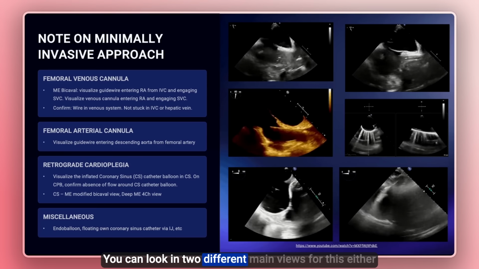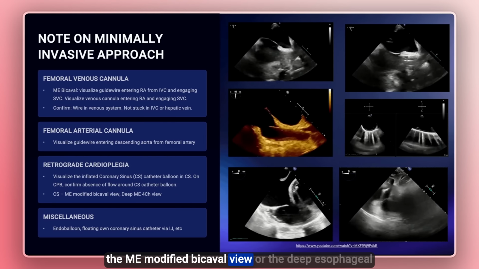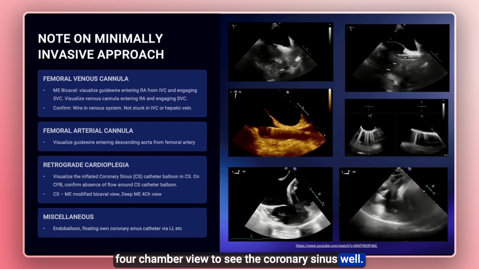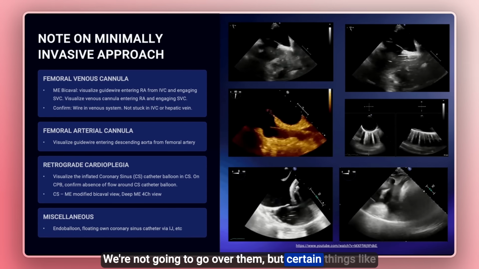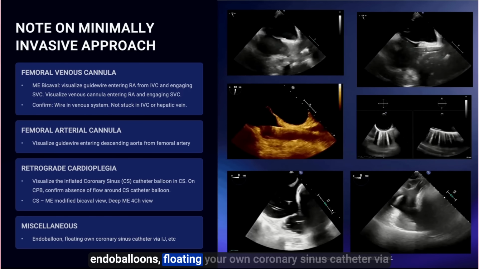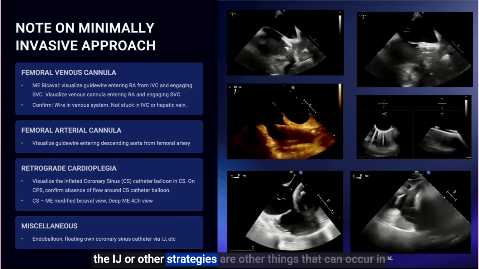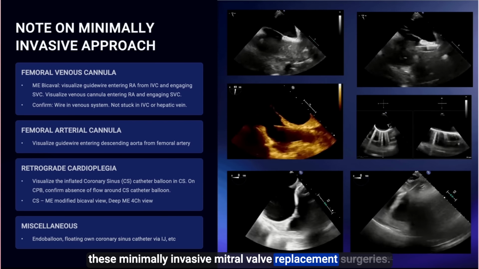You can look in two different main views for this, either the mid-esophageal modified bicaval view or the deep esophageal four-chamber view to see the coronary sinus well. Also, there are other strategies out there. We're not going to go over them, but certain things like endo balloons, floating your own coronary sinus catheter via the IJ, or other strategies can occur in these minimally invasive mitral valve replacement surgeries.